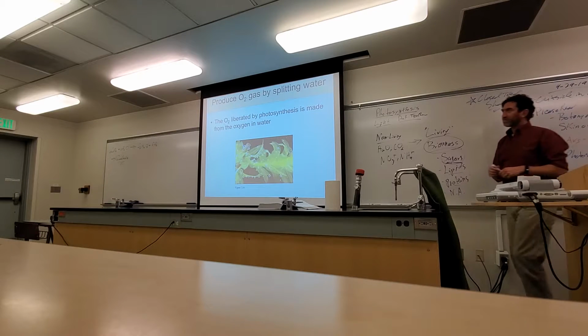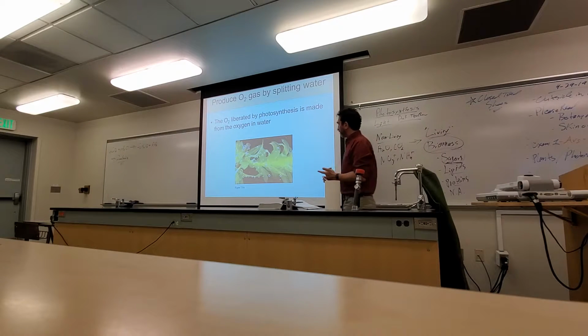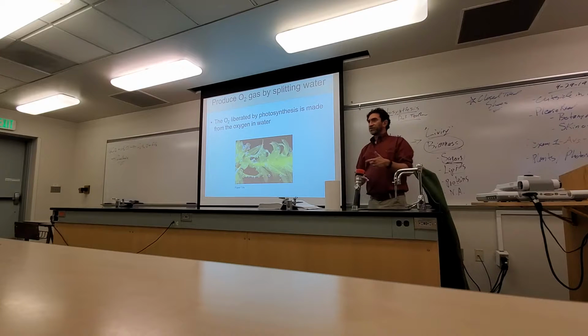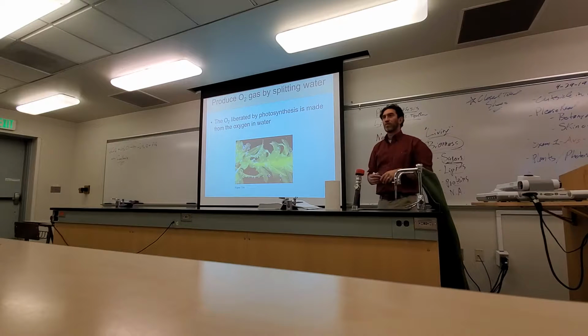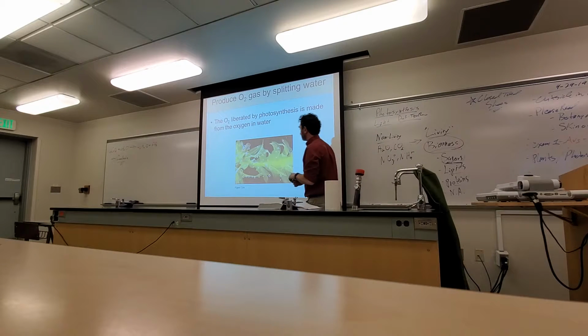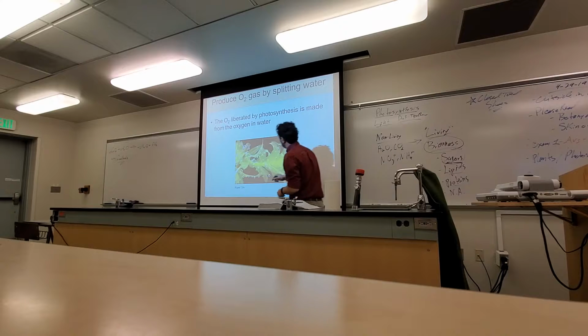Why don't we start with oxygen first? Oxygen that's produced in photosynthesis comes from the first part of photosynthesis, the splitting of water. Water is one of the first things. Water getting split in a process called photolysis.